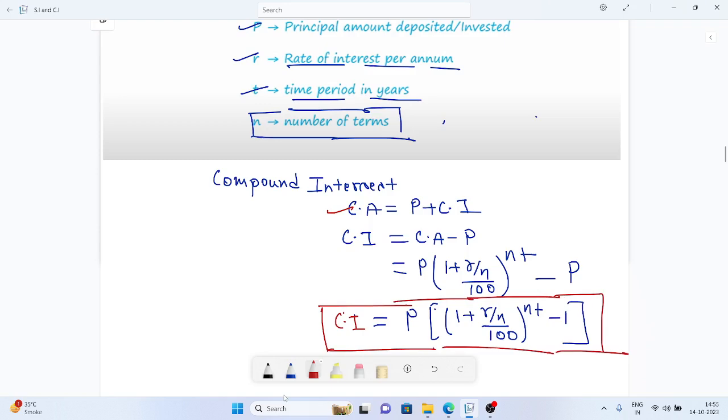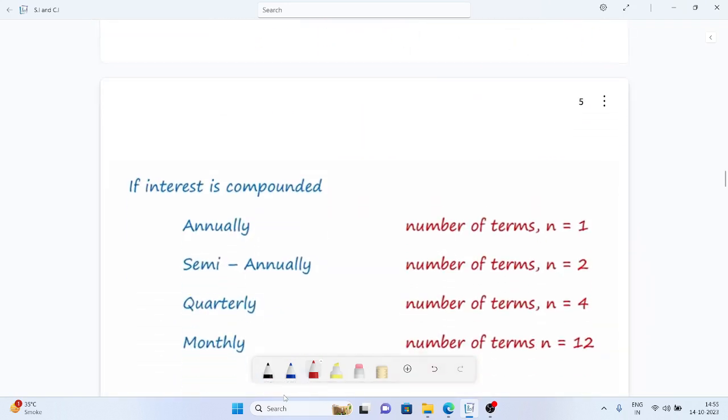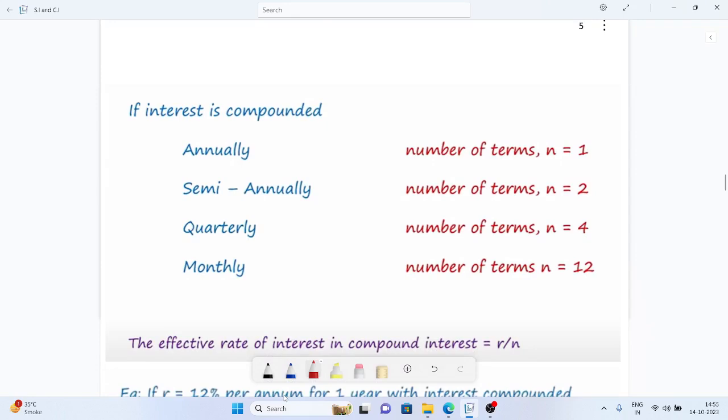So in simple interest, first we calculate the interest, then we calculate the amount. But in compound interest, you first find the amount, then you calculate the interest. Okay. Now, in simple interest there is no term n. So what is the meaning of n?